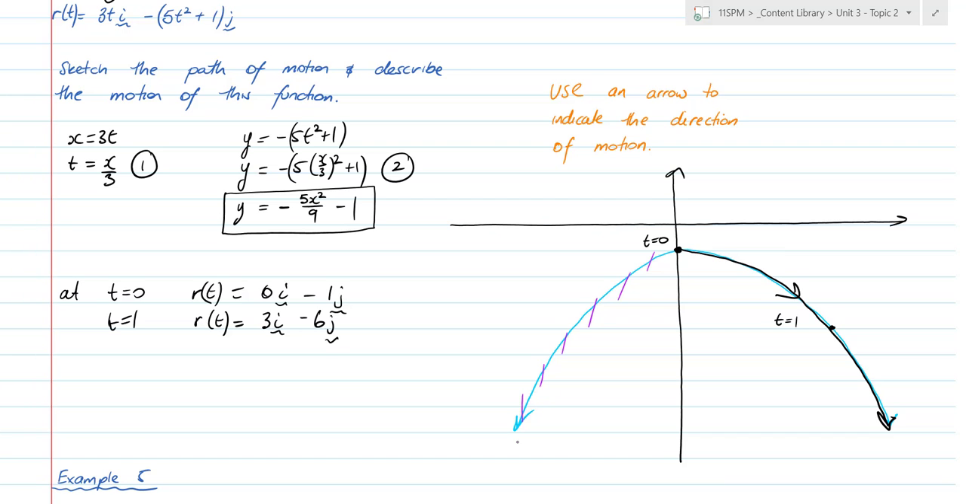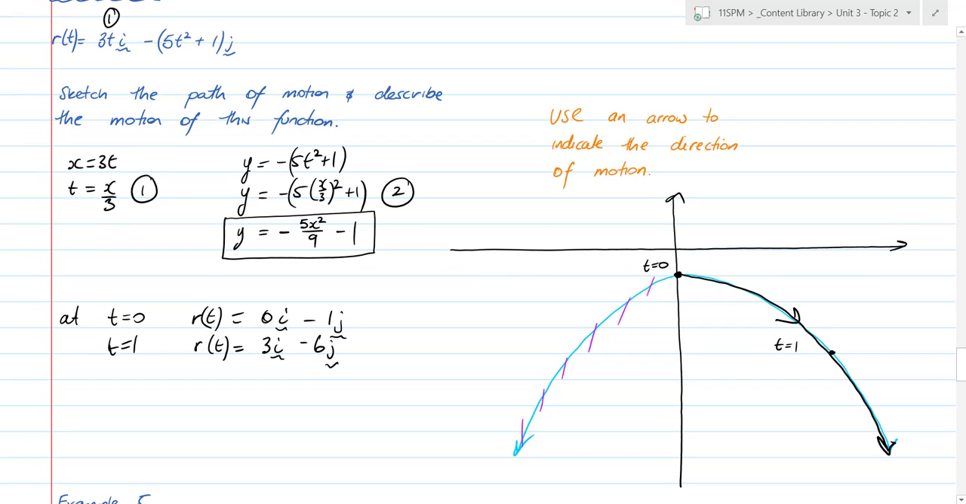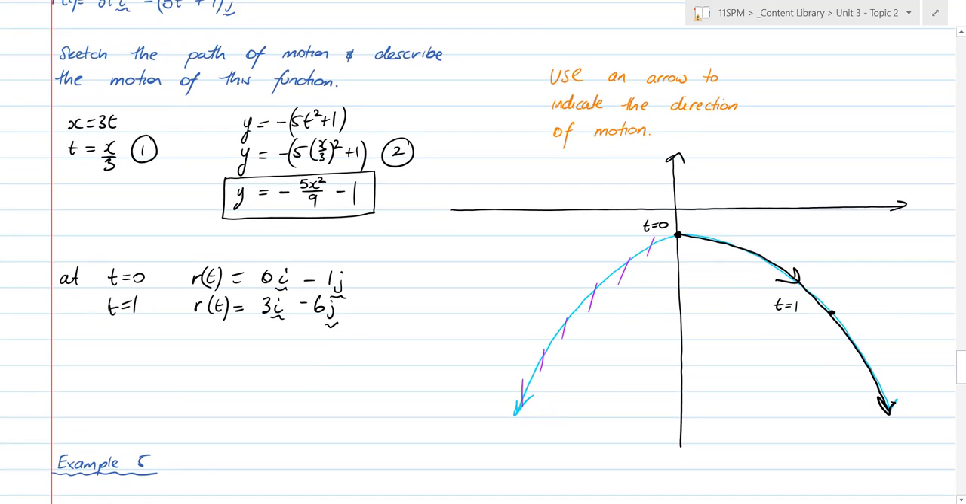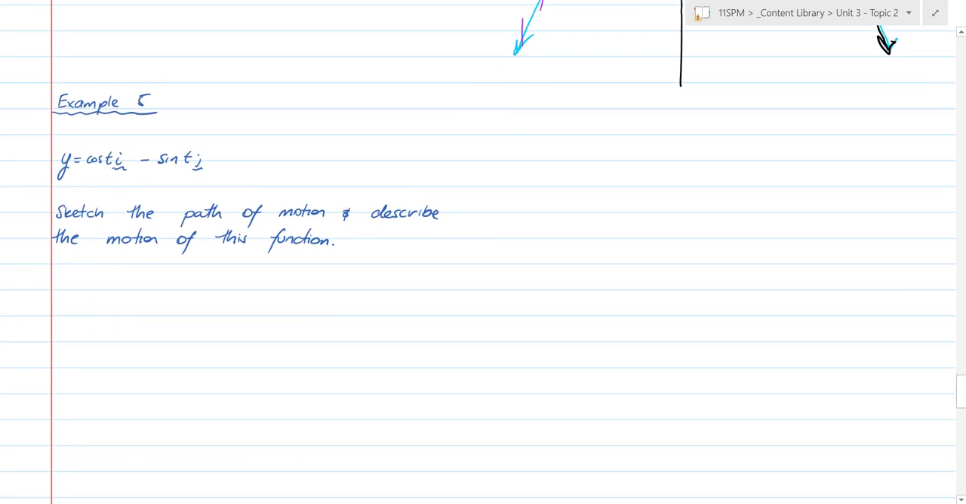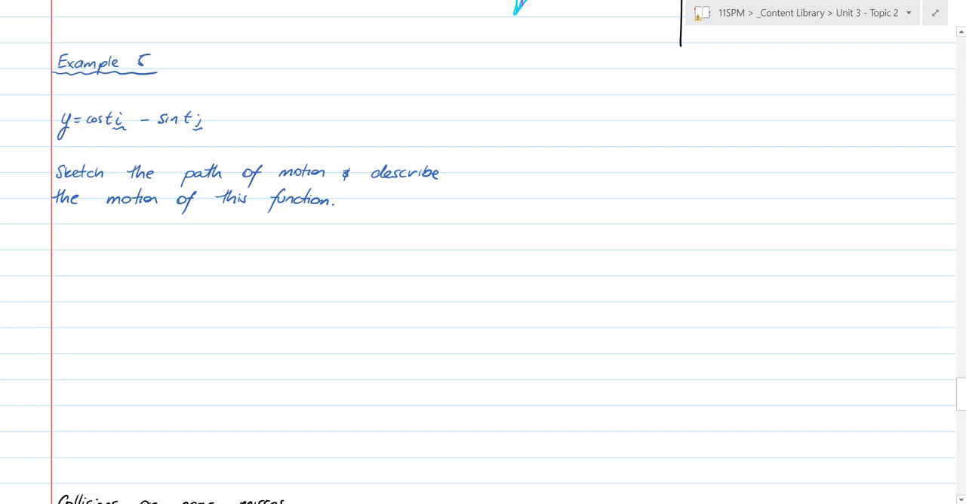We've now got a lot of information from that one position vector. We've got a lot of information about what's happening. Okay. Example 5. r equals cos t i minus sin t j. What type of model is this? Circular motion, and because the cos and the sine have got the same coefficient, it's an equivalent circular. It's just a circle, it's not an ellipse. Sketch the path of motion and describe the motion of this function.